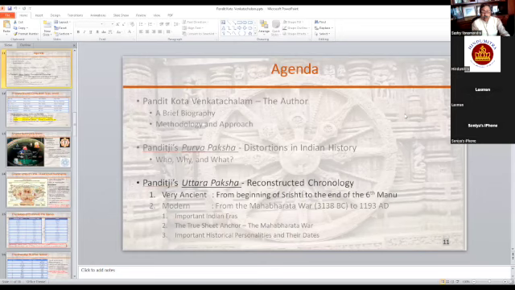Then in the Uttar Paksha, we covered the fact that he divided Indian chronology into parts: the very ancient, the medieval, and the modern. The very ancient is what we started covering last week. We did not complete it. I do have a couple more slides on it, which I want to cover today.